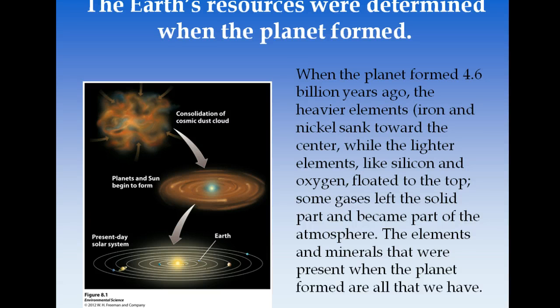Our solar system was formed about 4.5 billion years ago, with the sun being at the center. The heavier elements, which would be iron and nickel, sank towards the center, and the lighter elements like silicon and oxygen floated to the top on Earth. And so the gases that were left became part of the atmosphere.